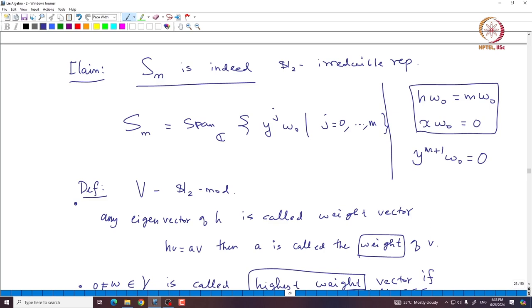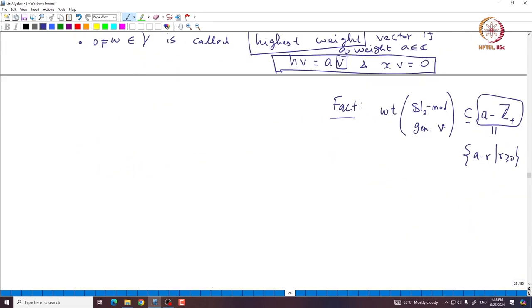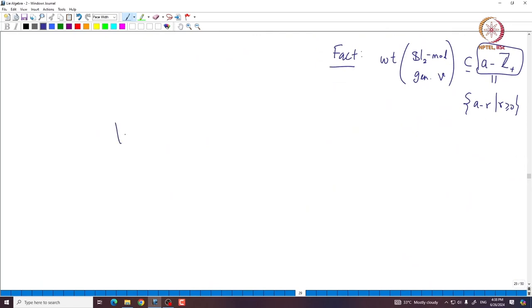To prove this, we need to see the following fact. Let us start with some submodule V of this SM. This proof will indeed go through for any abstract irreducible module, so we have to pay attention to it. Let us start with V being a non-zero module inside SM.